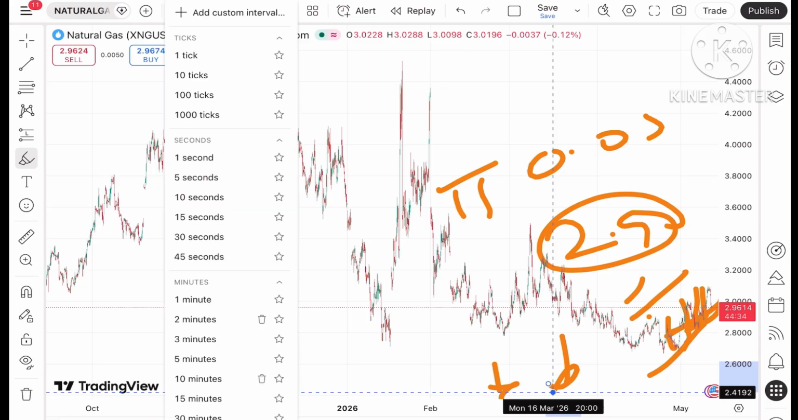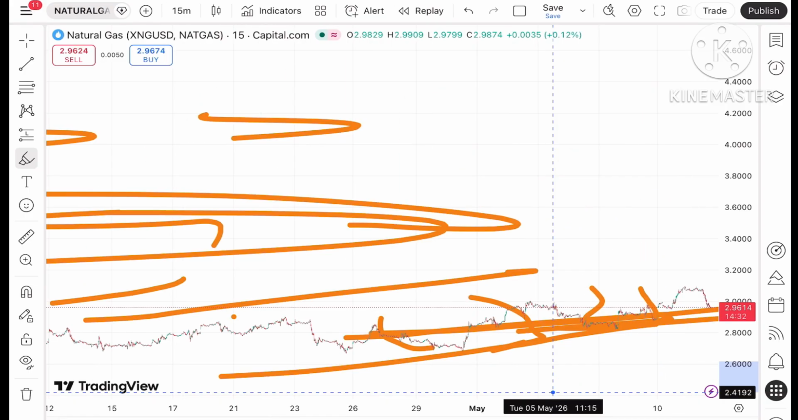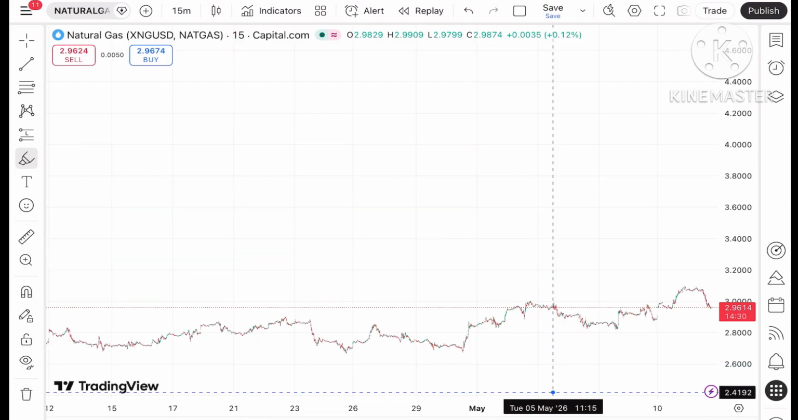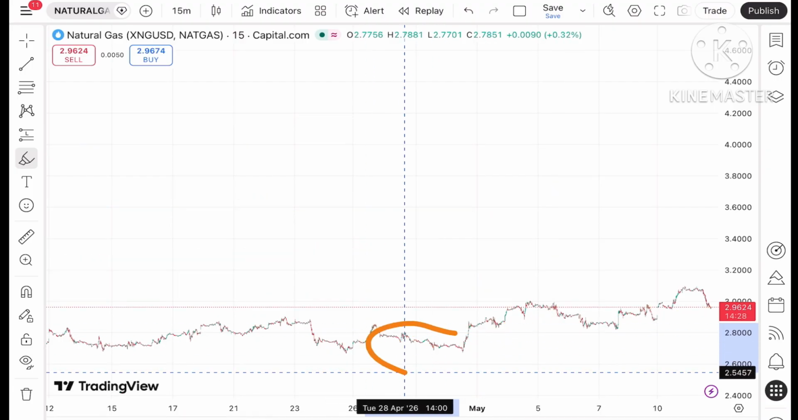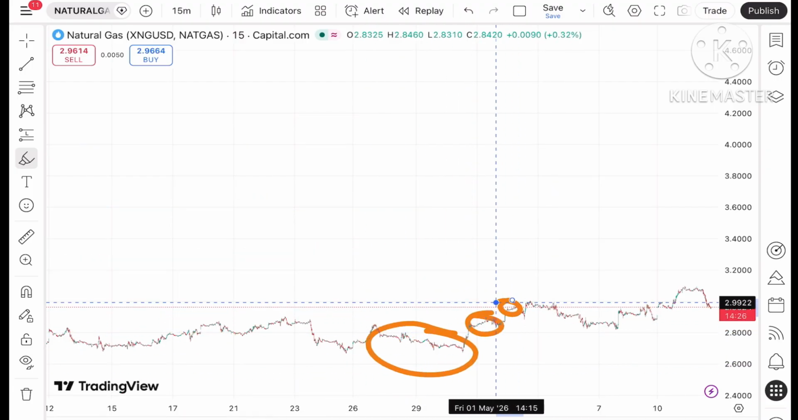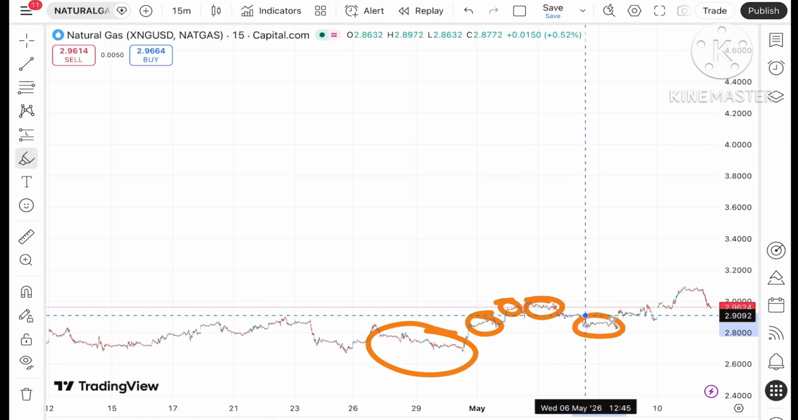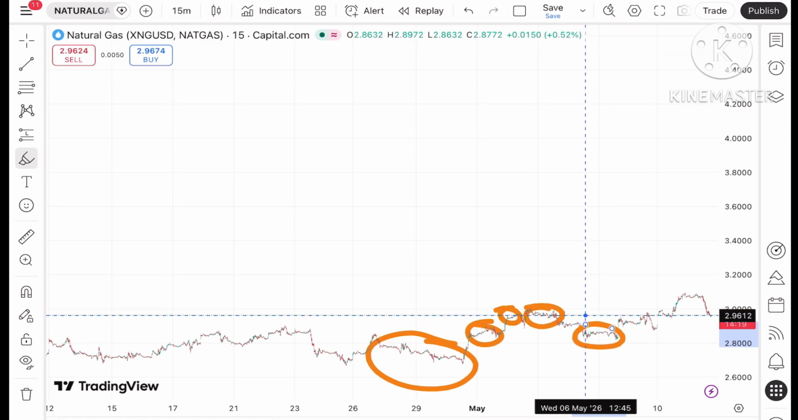Coming back to the 15 minutes chart, there is good volatility, because as soon as it started moving out of this range, we have seen the price of natural gas moving. If you are trading at a very minute level, you can see that the price is giving good movement on the 15 minutes chart.